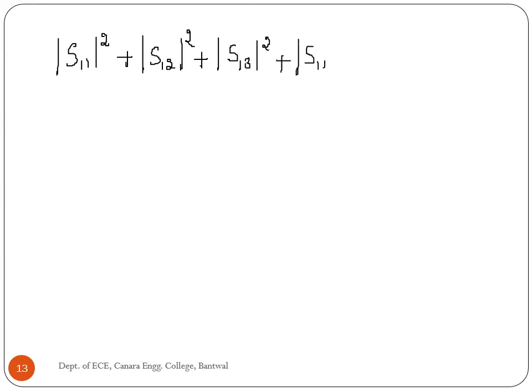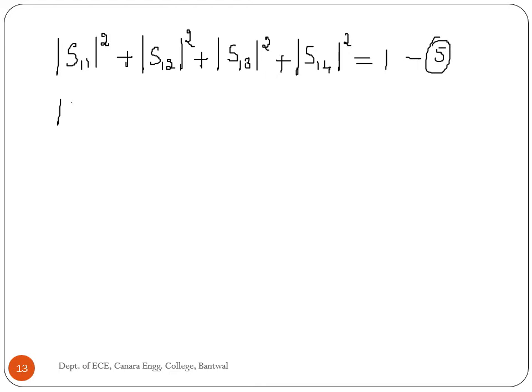From the unitary property applied to rows 1 and 2 of the S matrix, we get S11 square plus S12 square plus S13 square plus S14 square is equal to 1. Equation 5.